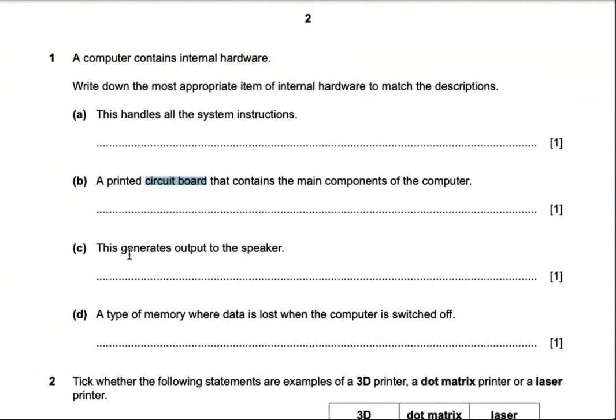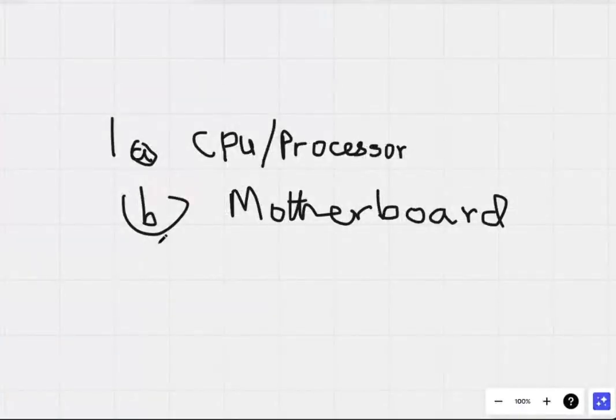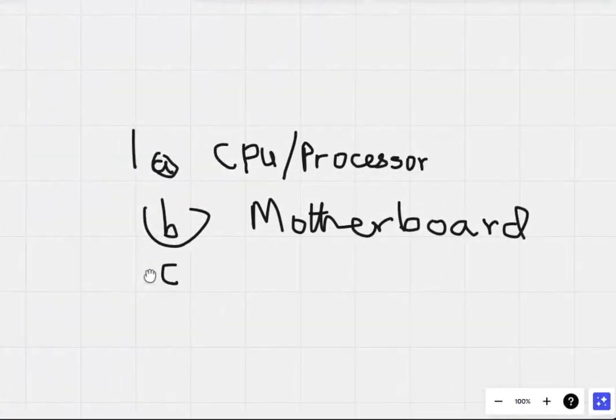Now, the one that generates output to the speaker. What generates an output to the speaker? Just now I mentioned some different cards: network card, visual card. A sound card is the one that processes the voice or the audio and generates an output to the speaker. So C is a sound card. They are inserted in the motherboard.